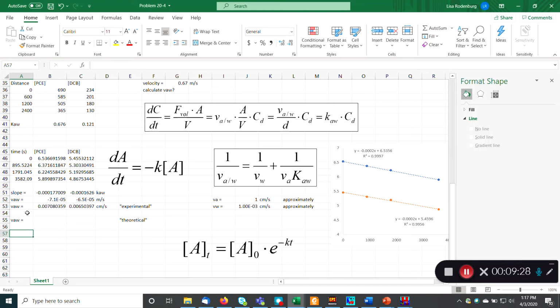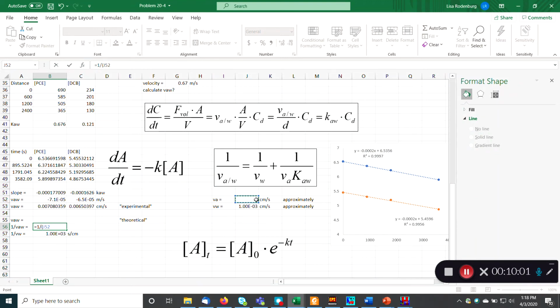Okay, so I know that 1 over v_W doesn't change. It's the same for both, and that is equal to 1 over 1 times 10 to the minus third. So it's 1,000. Instead of centimeters per second, this is now seconds per centimeter, just to be right. Okay, and then the 1 over v_AW will be different for each of these because they have different Henry's law constants. So that is equal to 1 over parentheses the v_A, which is 1 centimeter per second, times the Henry's law constant up here.